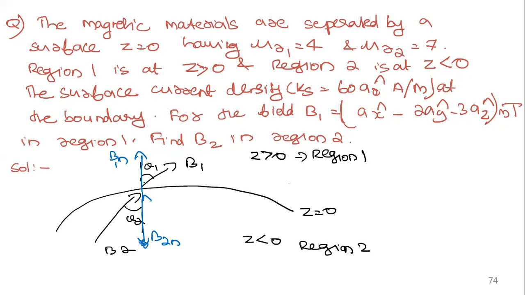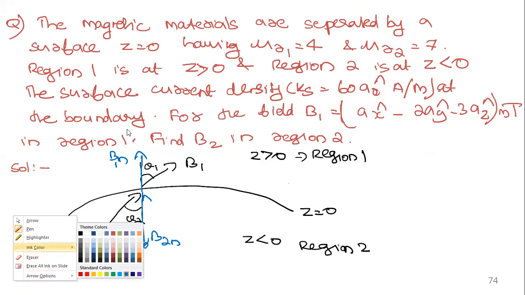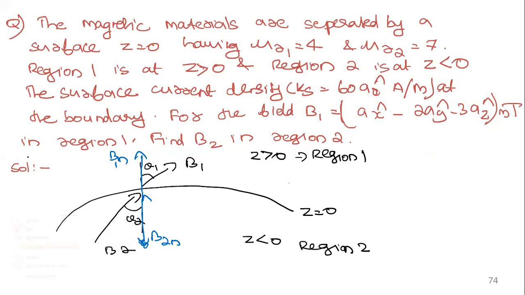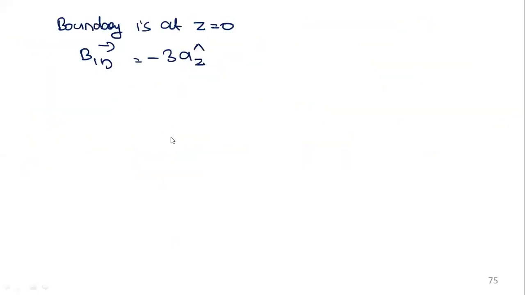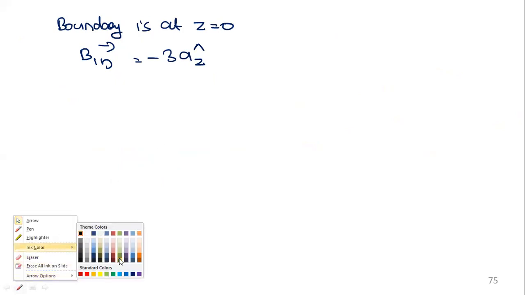If we take our XYZ plane, this upward B1n direction is the Z direction itself. Is that point clear? Hello? Yes. So the Z coordinate of B1 will be the normal component. So B1n is equal to minus 3AZ. That understanding will make you do this problem.